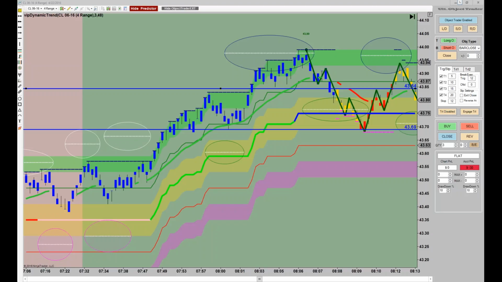Let's see, just one second. Bear with me a second. 43.65 mid band. You put the phantom stop right above the candle. Yeah.